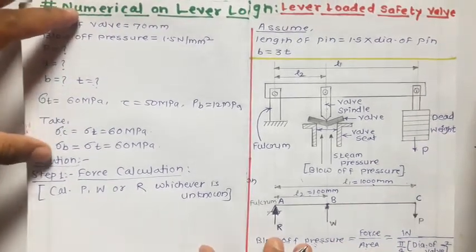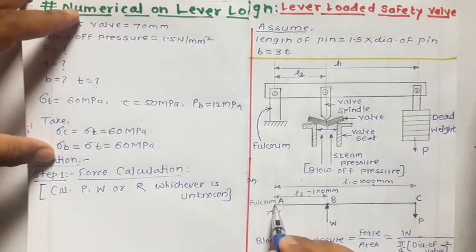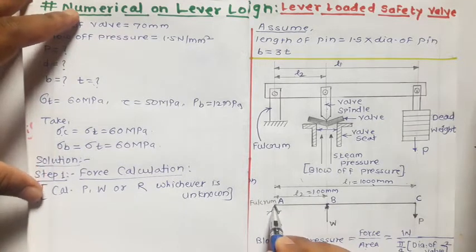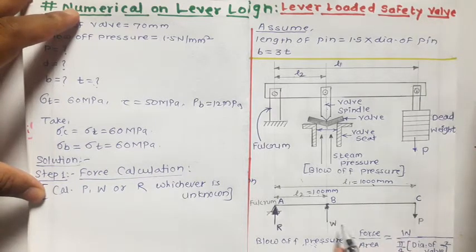So which force can we determine first? If you take the summation of bending moment at point A equal to 0, we can determine this P. But here the W force is not given directly.